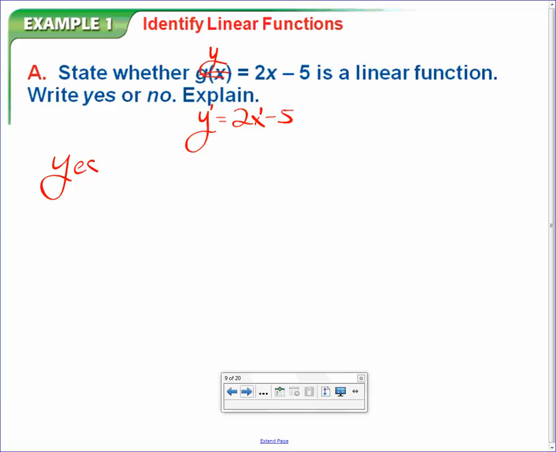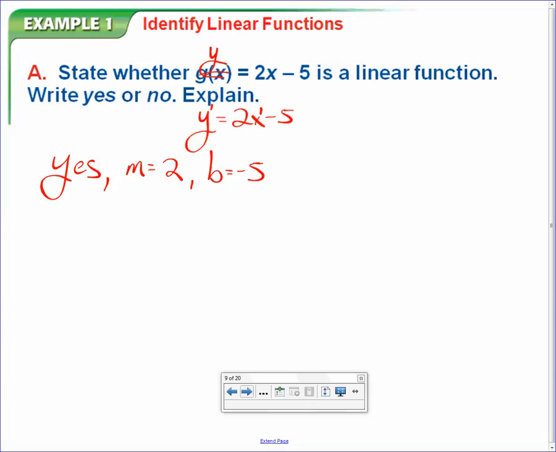And to explain, I would say slope equals, what is the slope on this one? 2. Okay? And the y-intercept equals negative 5. Perfect. All right? That's all you got to do. That's a good enough explanation if it is linear.